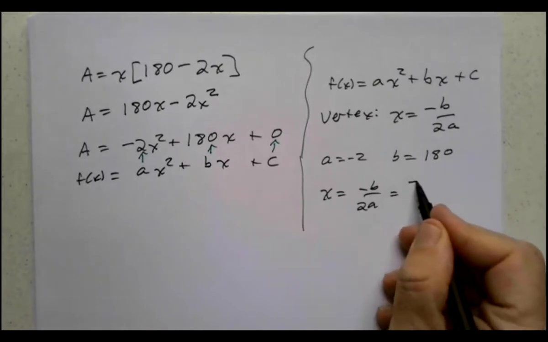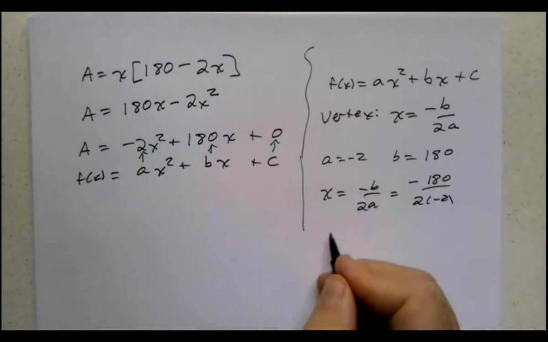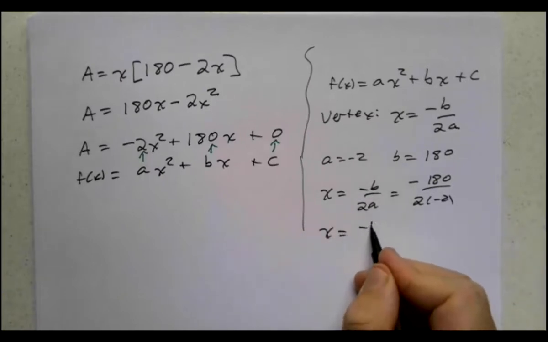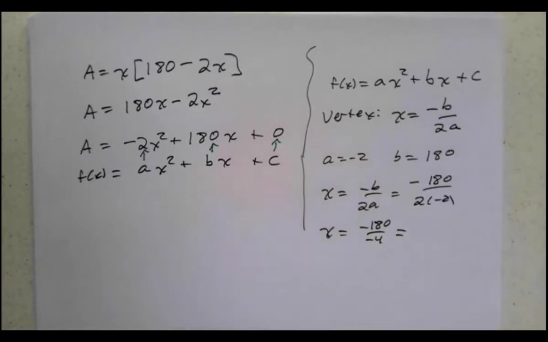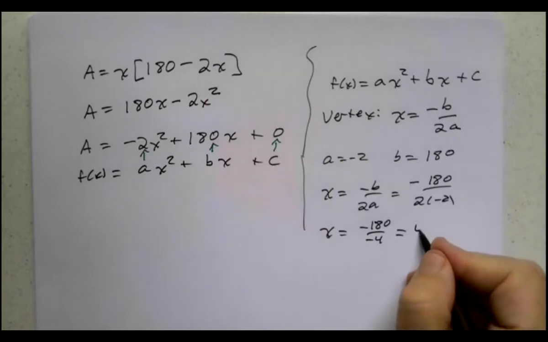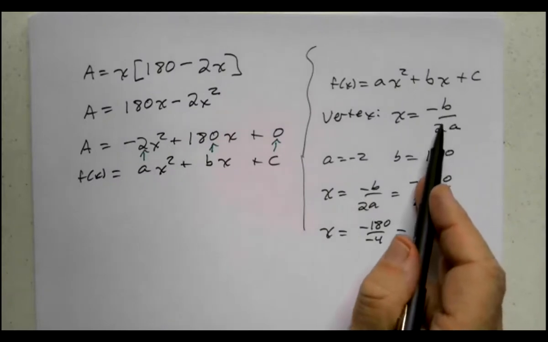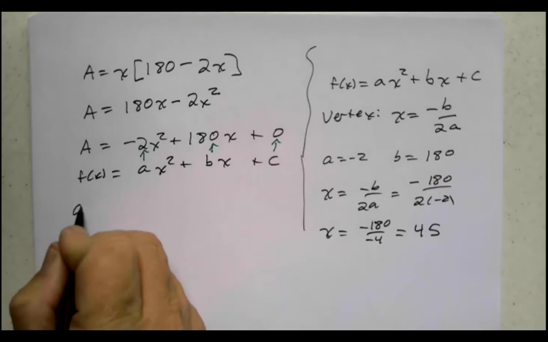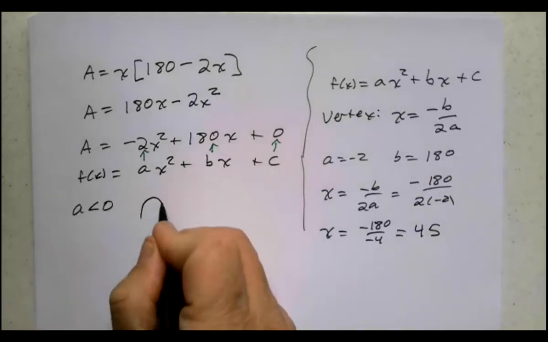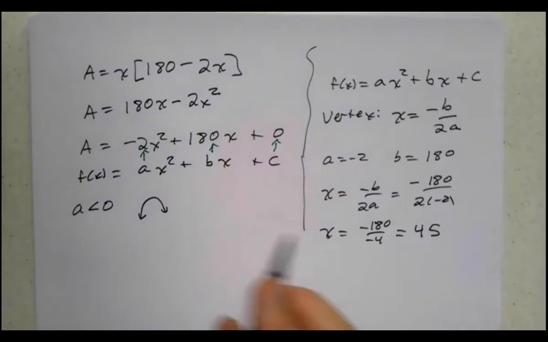So x is negative b over 2a. So it's negative 180 over 2 times negative 2. X is negative 180 over negative 4, which gives us 45. So the vertex occurs at 45. The vertex will be the maximum. Why is that? How do I know that? If a is negative, the parabola is heading downwards. So the max will occur at x equals 45.